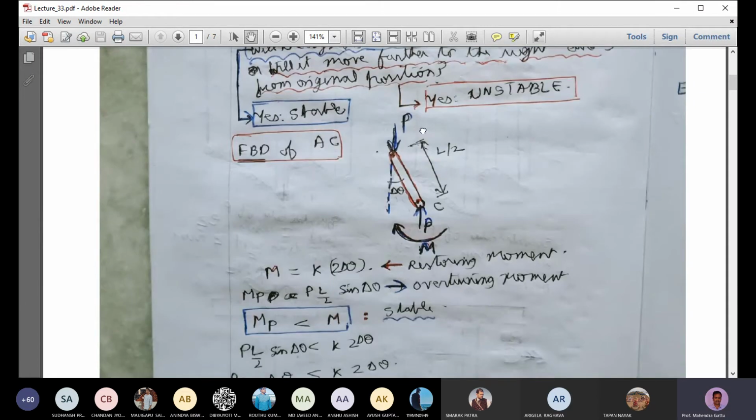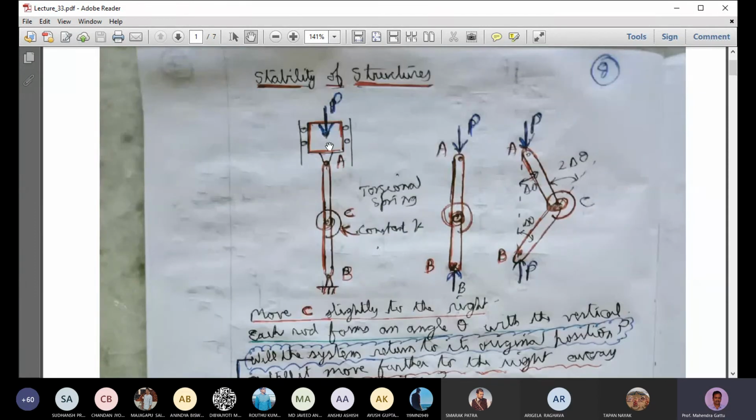That means if P is a value less than 4K by L, then if you move the point a little bit to the left or to the right, it will come back to its original position. If you move to the right and P is less than 4K by L, the spring will produce a moment such that it will come back to its original configuration. But if P exceeds 4K by L, then if the point is moved slightly to the right, it will continue to deflect to the right.